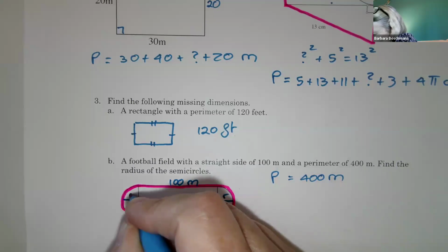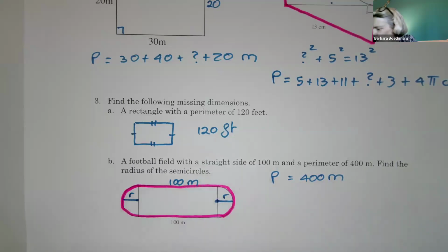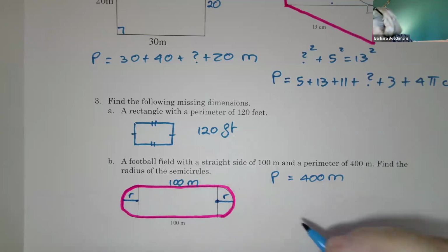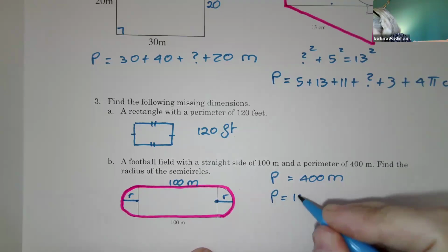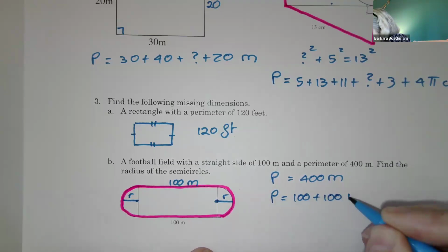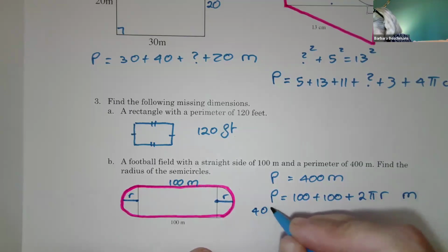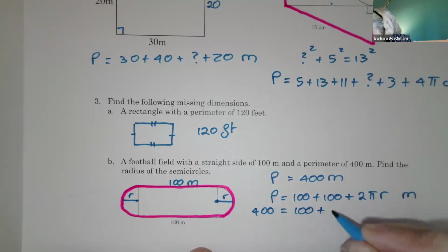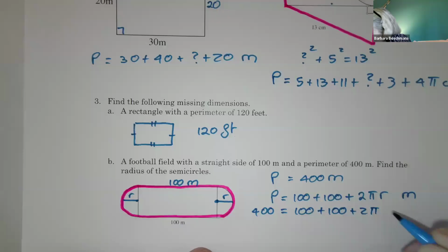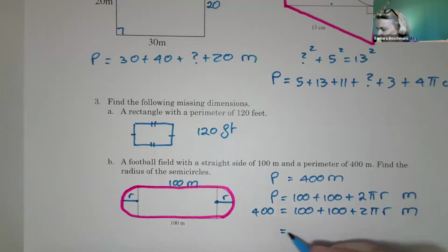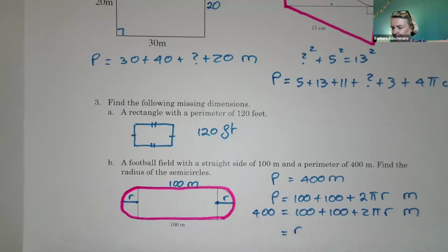I'm going to assume that's the same on both sides. So if I put those two together, the two half circles, I get one full circle. So the perimeter is going to be the 100 plus the 100 plus 2 pi r, and that's going to be in meters. So 400 is going to be 100 plus 100 plus 2 pi r meters. And now you need to solve for r. And those are the applications we're going to cover today.